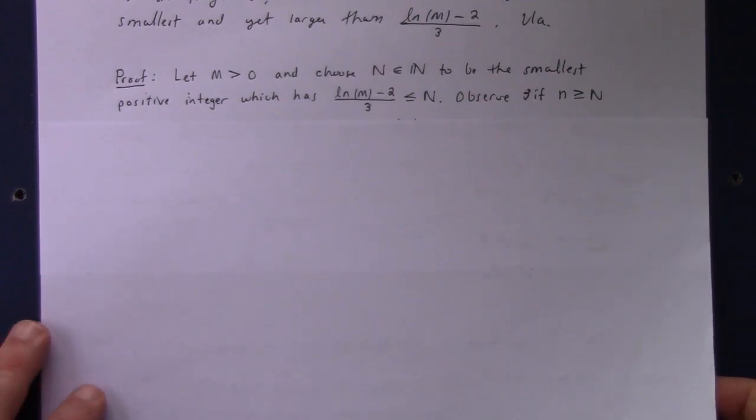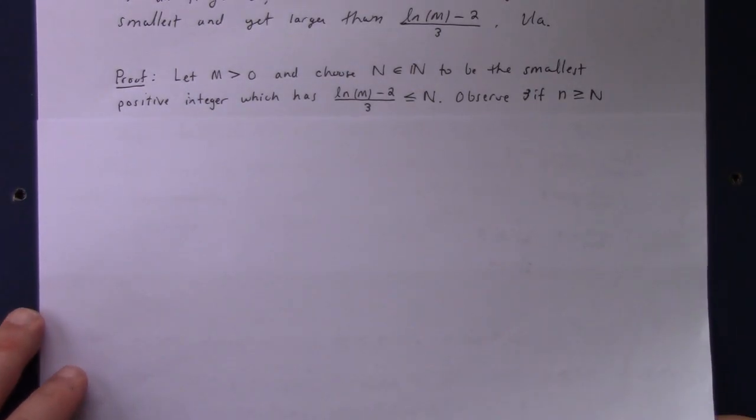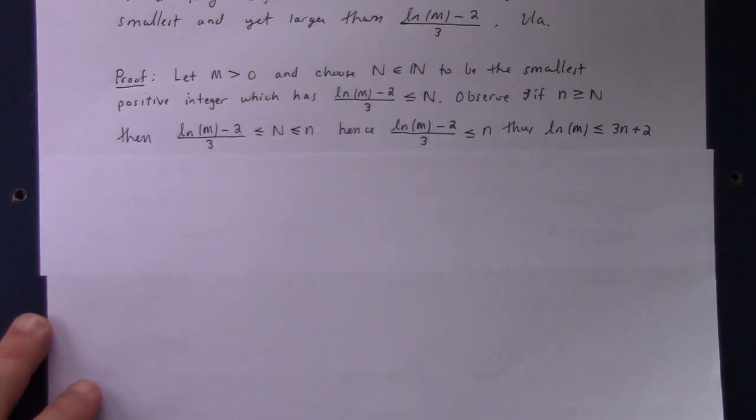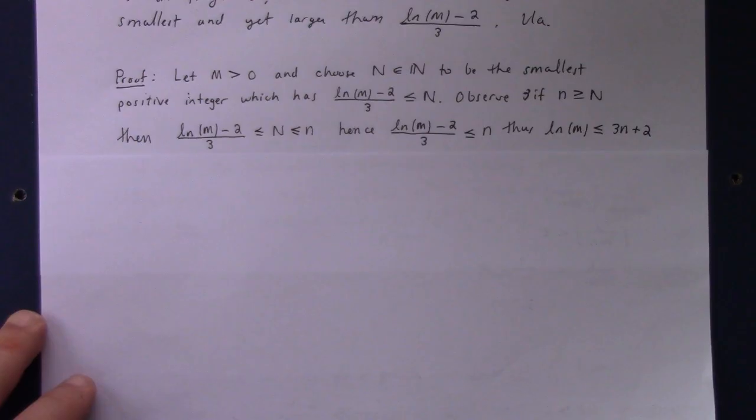All right. Observe. Oh, man. I was going to white that out. Sorry. I'll fix it in a minute. If n is greater than or equal to big N, then the natural log of m minus 2 is less than or equal to big N, which is less than or equal to n. Hence, the natural log of m minus 2, over 3, is less than or equal to n. And so the natural log of m is less than or equal to 3n plus 2.